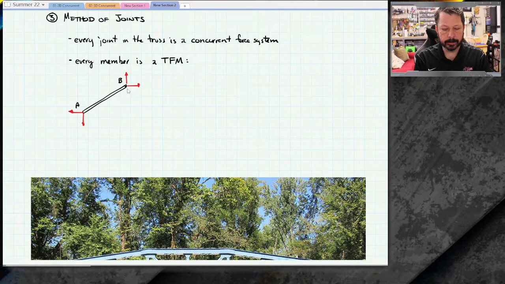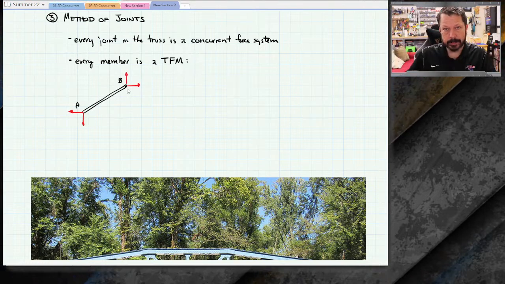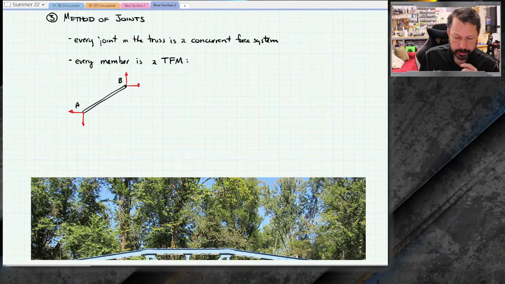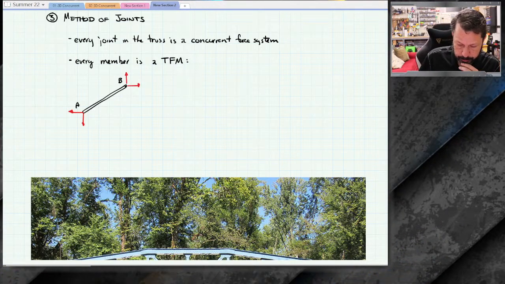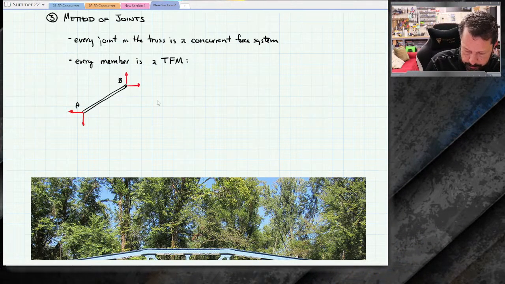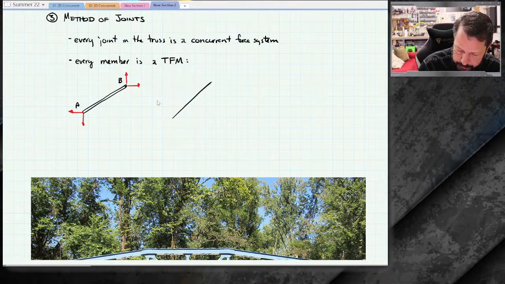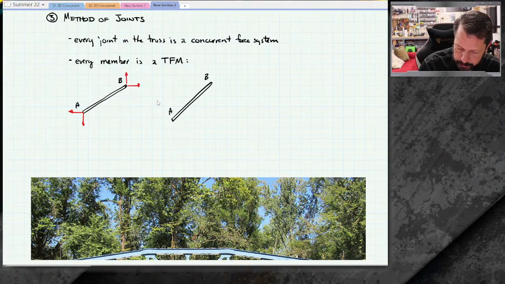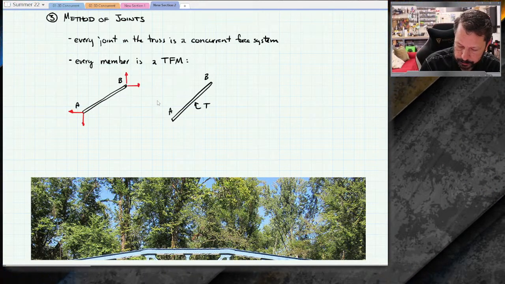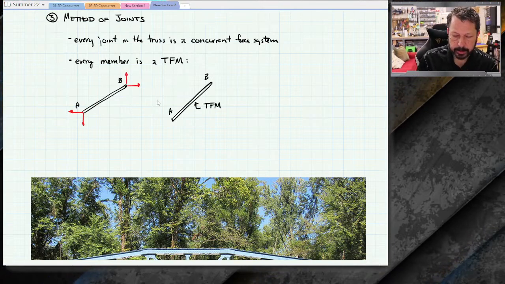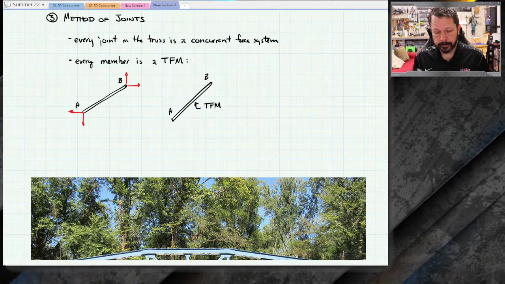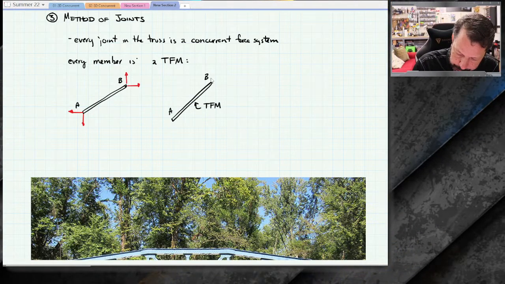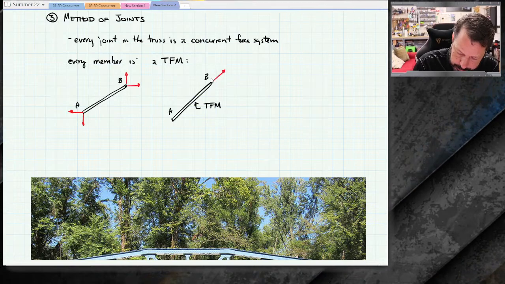So that's a lot of little forces to deal with for every piece of the truss. But when I know that every member is a 2 force member, I can have that same piece, A and B, and if that one is a 2 force member, then I know that the forces in that member are, well, I want to draw them this way, like this.